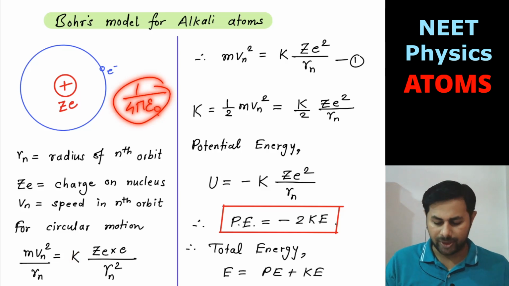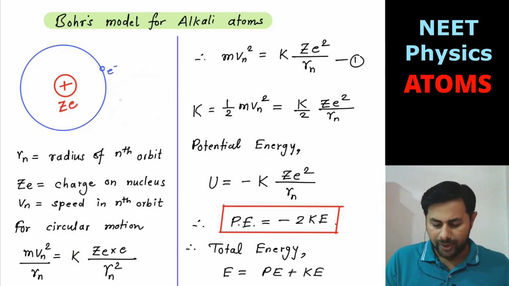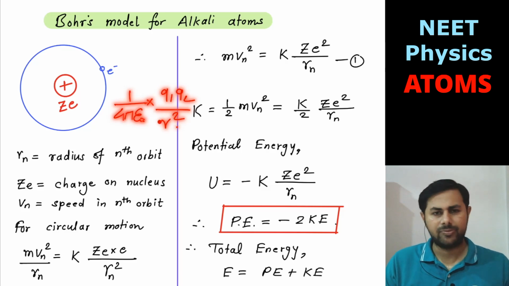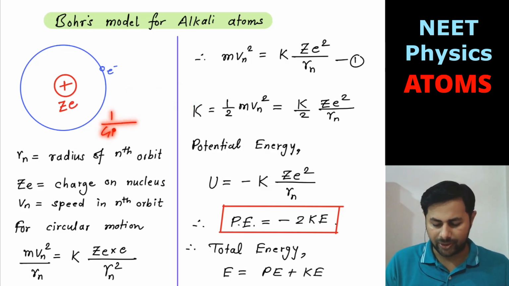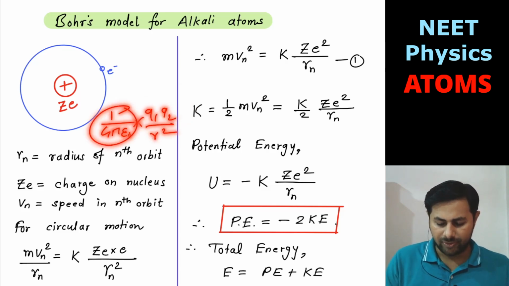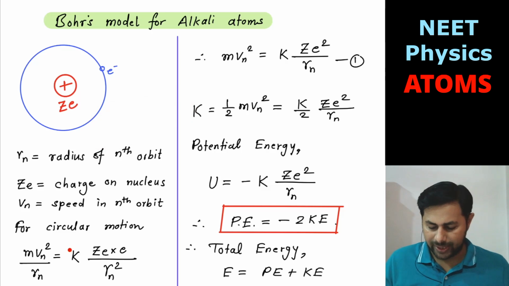Okay, in Coulomb's formula, you remember, it's 1 by 4 pi epsilon naught multiplied by q1 q2 divided by r square, right? It is the force between two charged particles having charges q1 and q2, and the distance between them is r. What's the force? 1 by 4 pi epsilon naught q1 times q2 divided by r square. So this 1 by 4 pi epsilon naught, we are writing as k. Then what is q1?